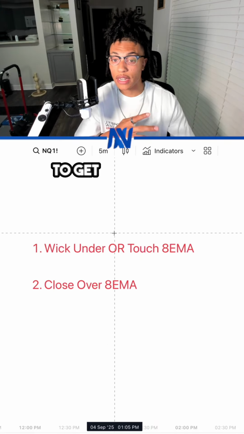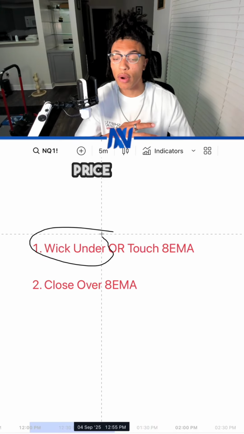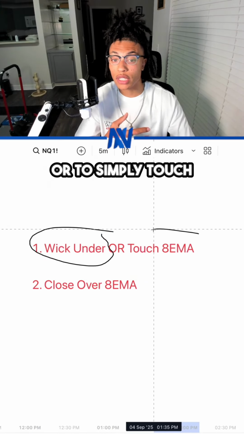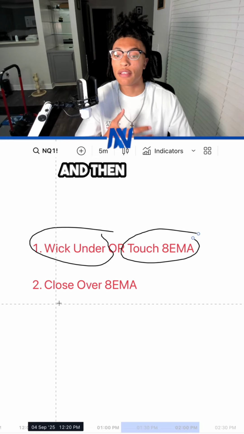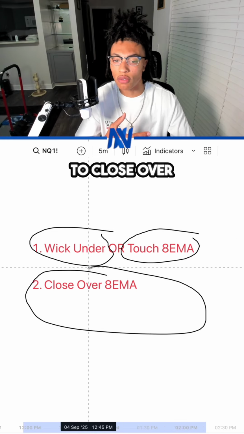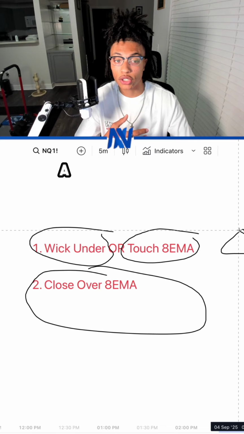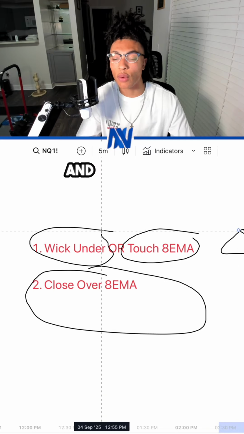Now, in order for us to get into a trade, we either need a price to wick under, or to simply touch the 8 EMA equilibrium zone. And then for the second thing, we need price to close over the 8 EMA. With that, it'll signal a strong bullish trend still going to the upside, and we can get into a trade.